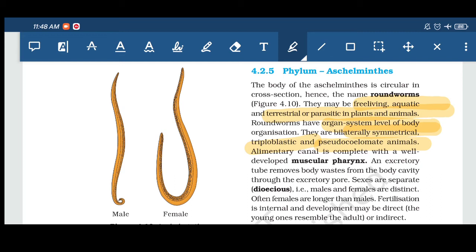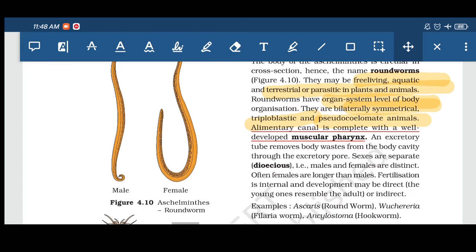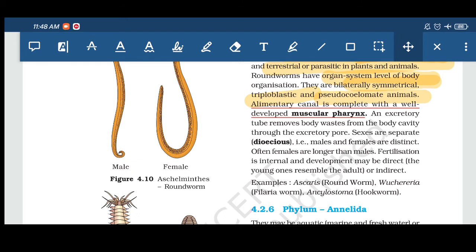Then the alimentary canal is complete with a well developed muscular pharynx. This is a very important point. Then, coming to the next point, the excretory tube removes the body waste from the body cavity through excretory pores. Excretory pores are present for excretion.